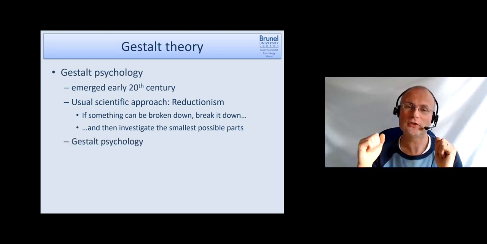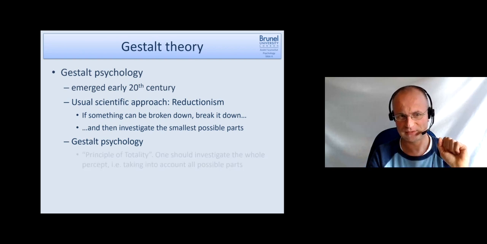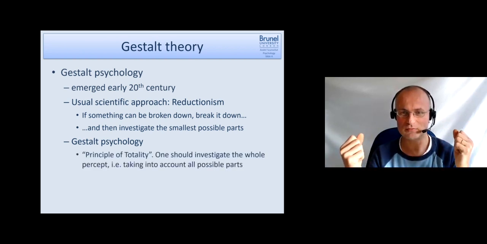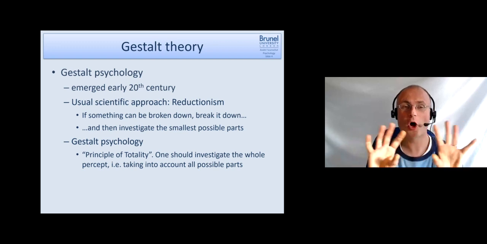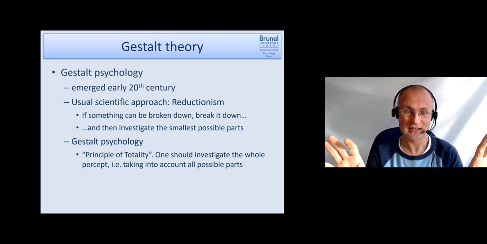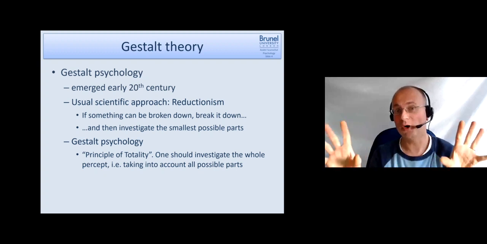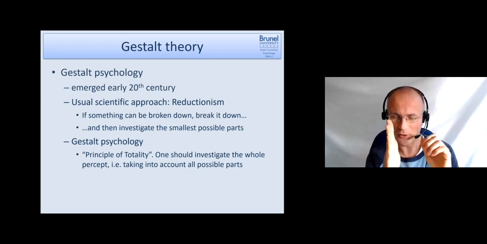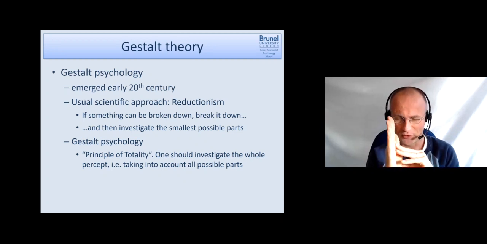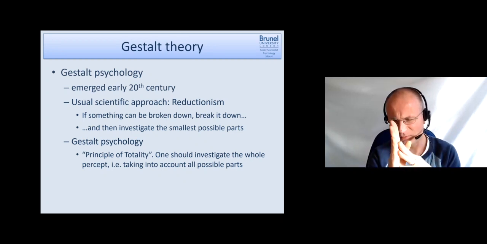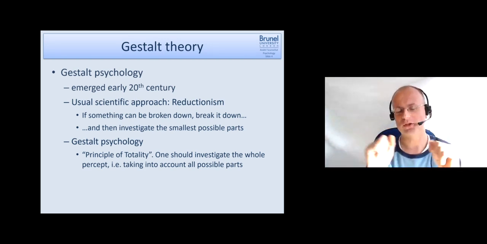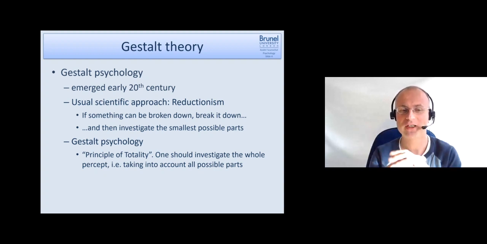Gestalt psychology tried to take a different approach, and they termed it the principle of totality. So one should investigate the whole percept, taking into account all possible parts, and not break it down and see, okay, how is a line perceived? And they say, that doesn't matter really, I need to see the whole percept. How is a letter, how is a word perceived? And things like that. We have a lot of examples getting around to that.